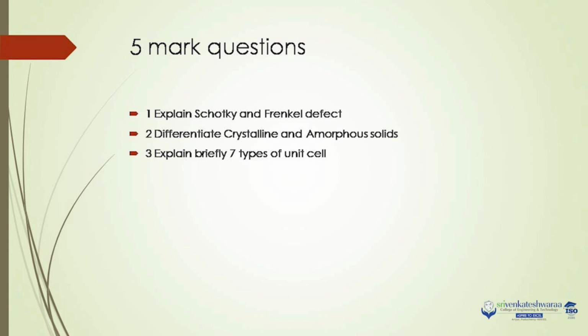here also the ions are occupying the interstitial position in the case of Frenkel defect. In Schottky defect, an equal number of cations and anions are missing, that is called Schottky defect. Example for Frenkel defect is silver bromide, and for Schottky defect, we say it is sodium chloride.